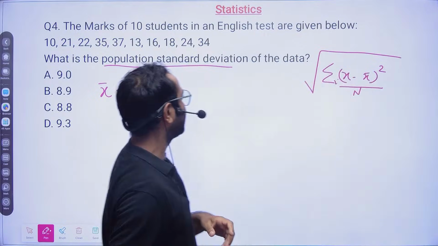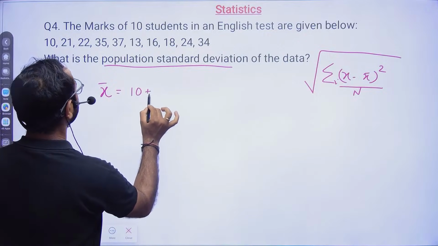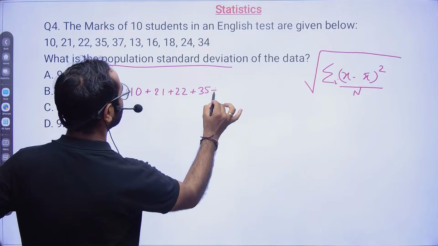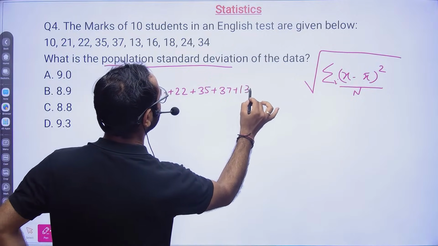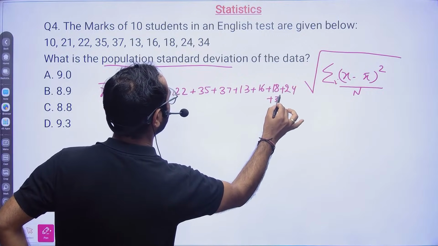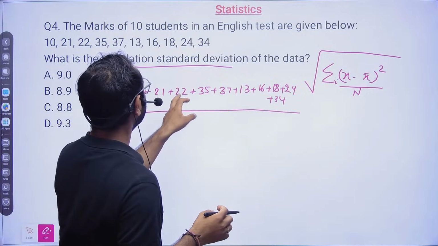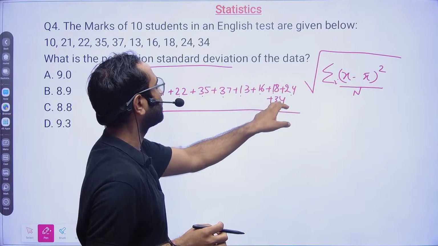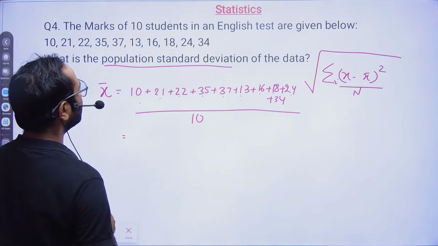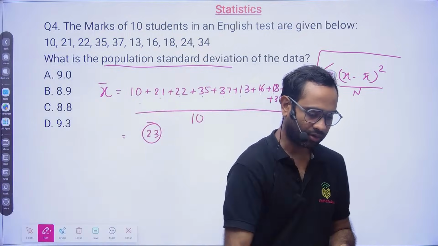Fine. Now let's see here. X bar. So x bar, we have to calculate here the mean. So 10 plus 21 plus 22 plus 35 plus 37 plus 13 plus 16 plus 18 plus 24 plus 34 divided by how many numbers are there? So please tell me what will be the value. 1, 2, 3, 4, 5, 6, 7, 8, 9, 10. So it will be 10, right? Okay. So if you add everything, I think it will be 230. So it will be 23, right? So just check it out. What will be the value?